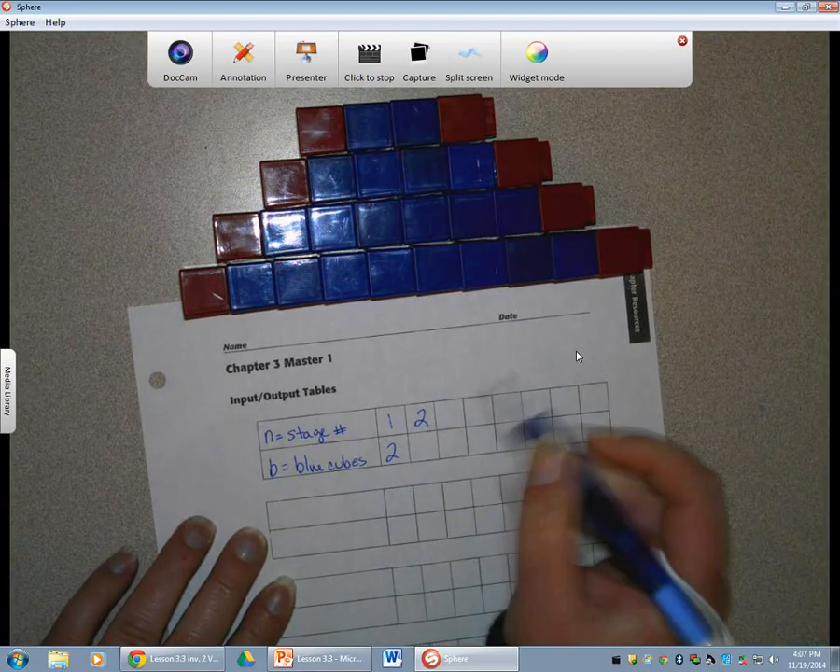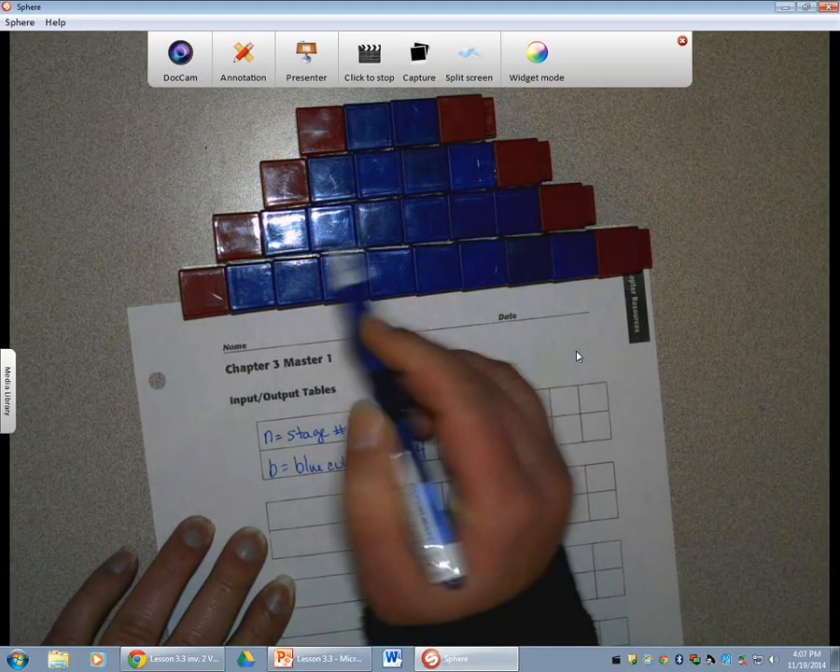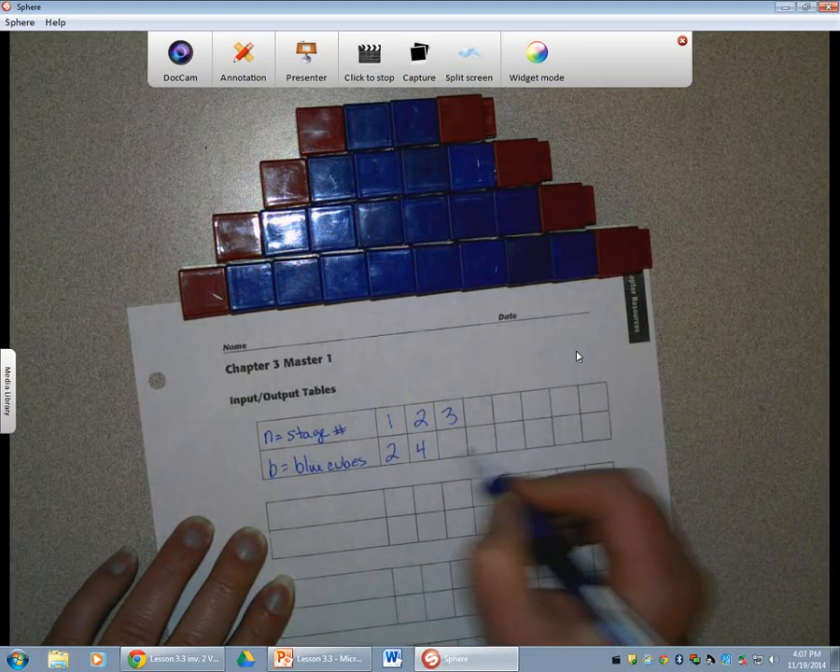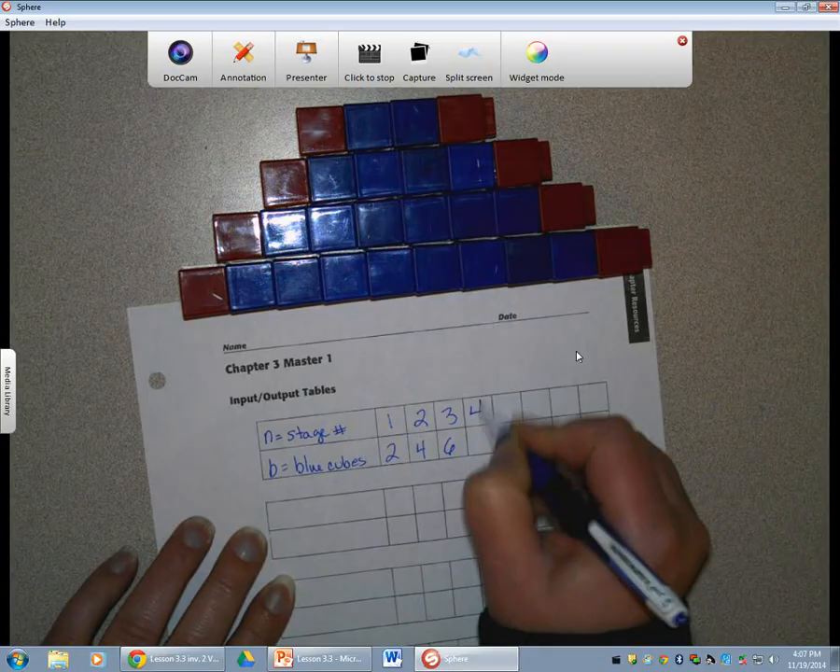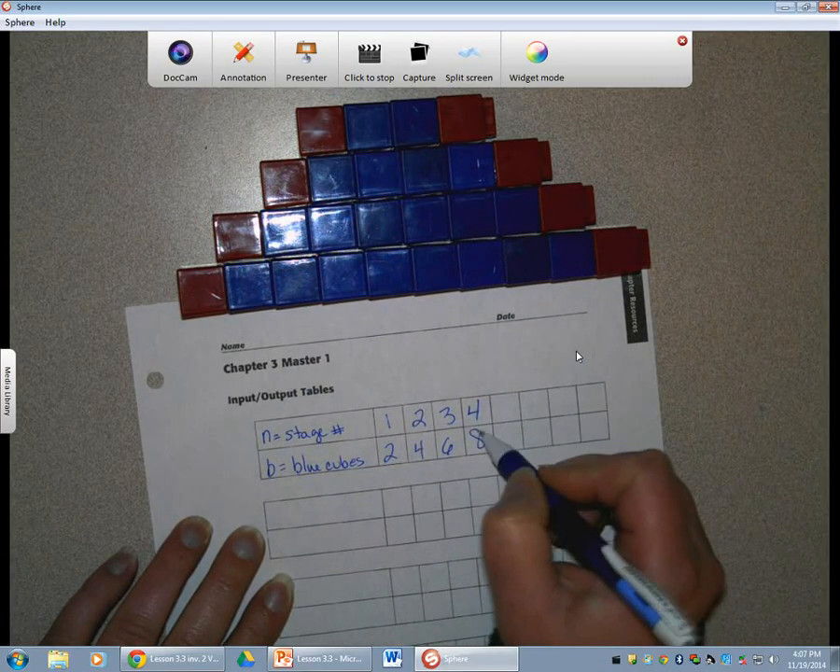In stage 2, 1, 2, 3, 4. And in stage 3, we have 1, 2, 3, 4, 5, 6 blue cubes. And in stage 4, we have 1, 2, 3, 4, 5, 6, 7, 8 blue cubes.